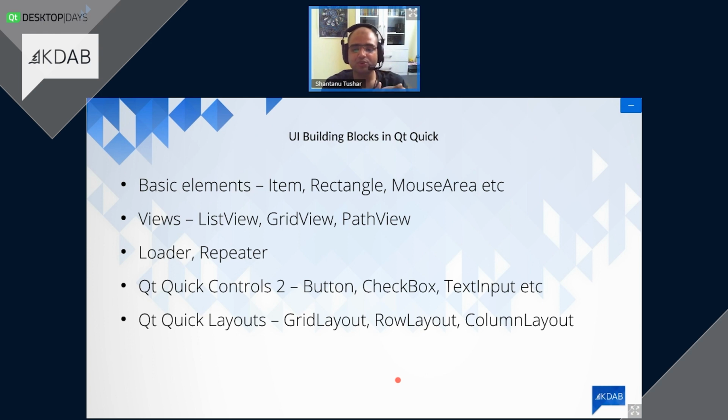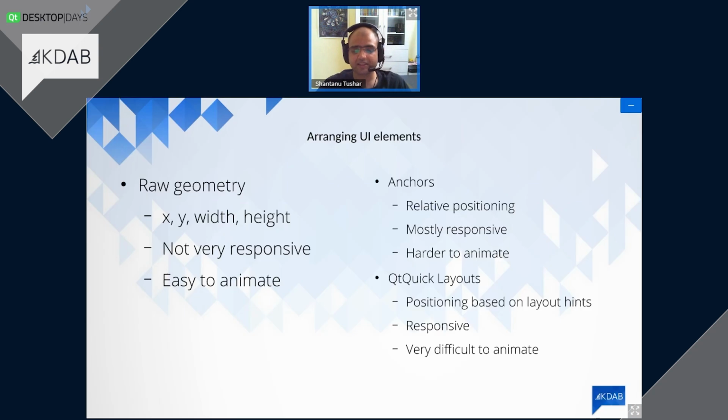Then you have Qt Controls 2, which contains basic UI elements like button, checkboxes, combo box, radio button, and everything that you are used to. And then you have QtQuick Layouts, which essentially help you lay out your UI in grids and lists and rows and whatnot. So these basic things, right?